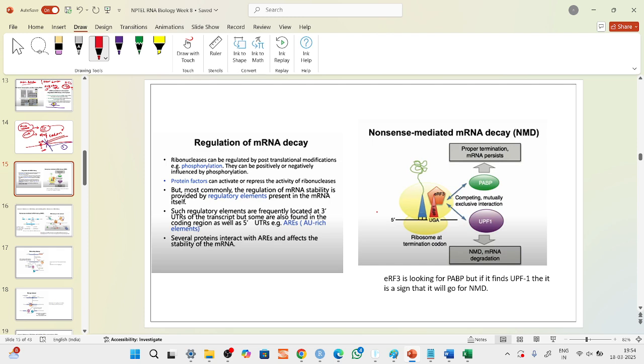And these two events are mutually exclusive events. When I say mutually exclusive, that means either this or this can happen. It all depends on fate and luck. If it finds poly A binding protein, then proper termination can happen and mRNA can persist. If it finds UPF1, then it is marked for nonsense mediated decay and mRNA is degraded. So it all depends on luck whether it will find PABP or UPF1. This is your nonsense mediated mRNA decay.